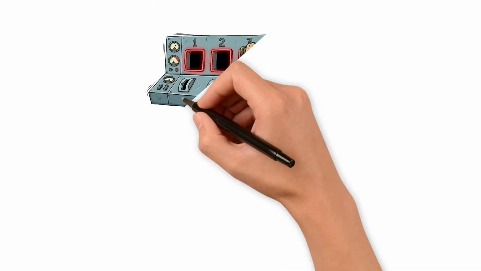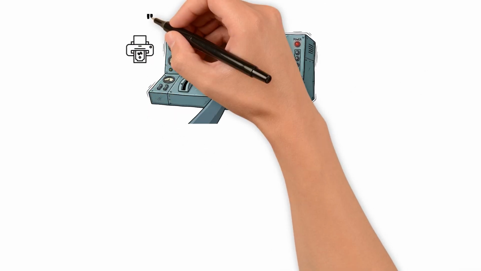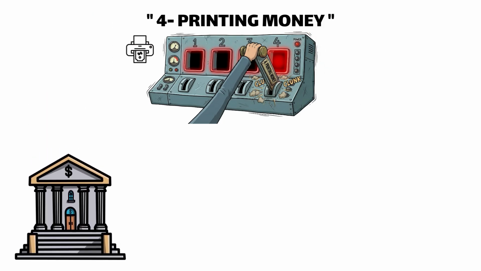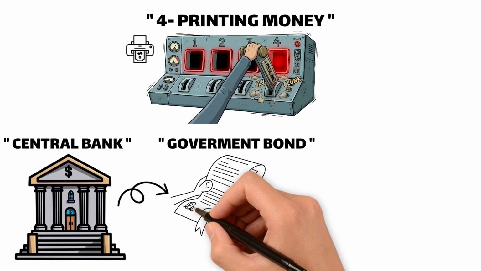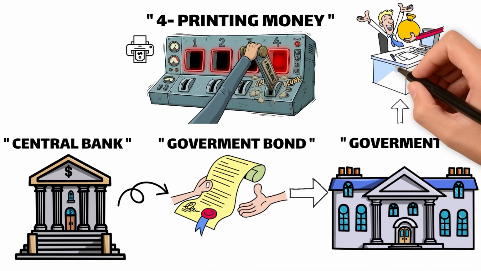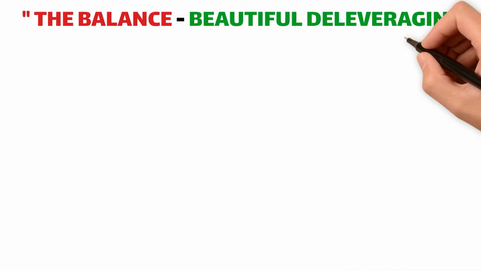Fourth lever, when austerity and debt reduction aren't enough, policymakers are forced to use the fourth lever, printing money. People think money is fixed, but the central bank can create it out of thin air to buy government bonds. This allows the central government to run a deficit and spend on stimulus. The balance.